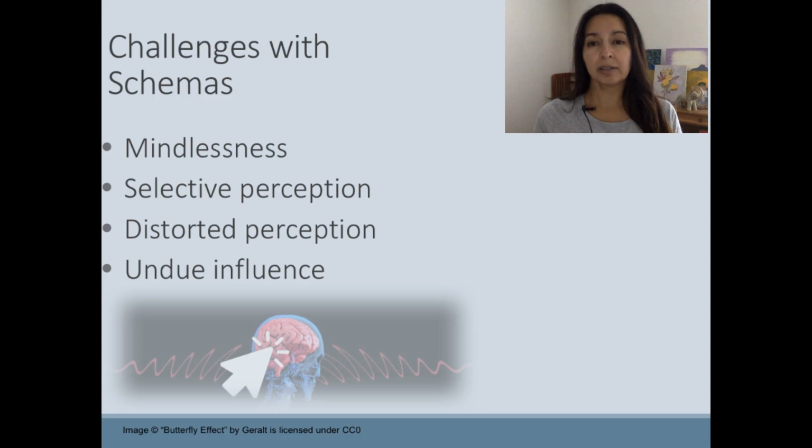Schemas may cause selective perception. This is where you select information based on existing schemas, usually in a biased manner. Schemas can cause distorted perceptions that lead us to judge events based on information that is most vivid to us, so what stands out to us. And schemas may cause undue influence or give a piece of information greater credibility than it truly warrants. This can lead to prejudice, which we will cover more in a moment.